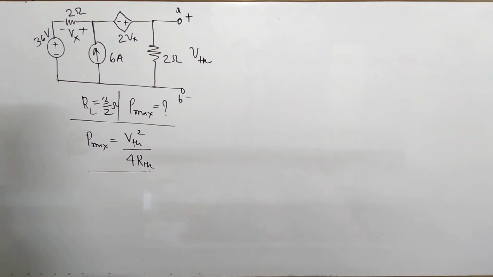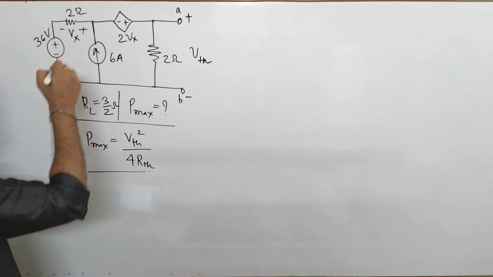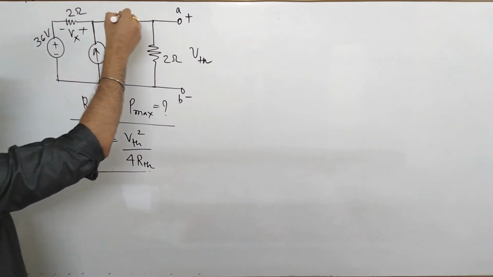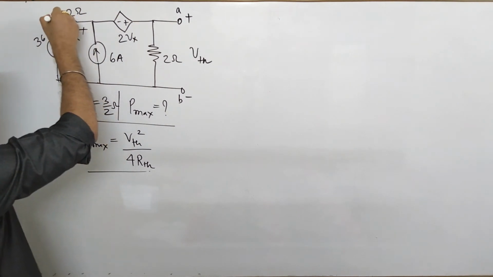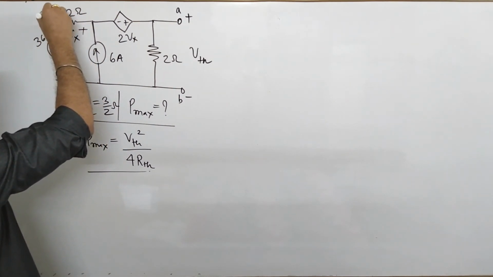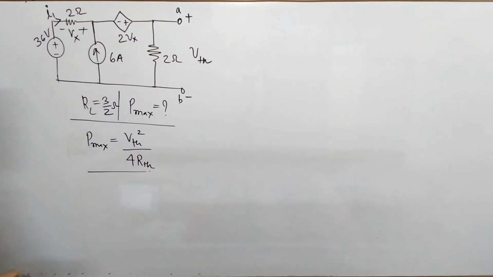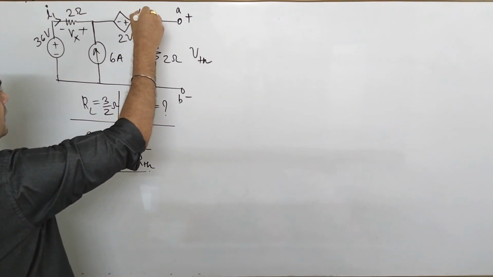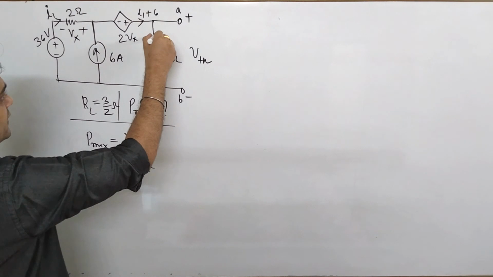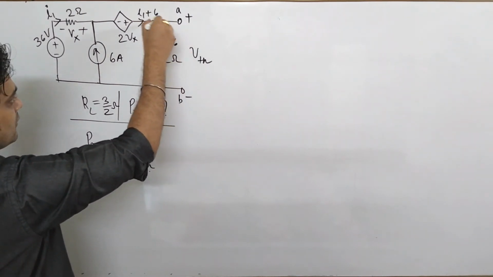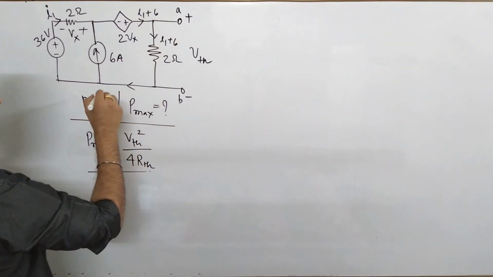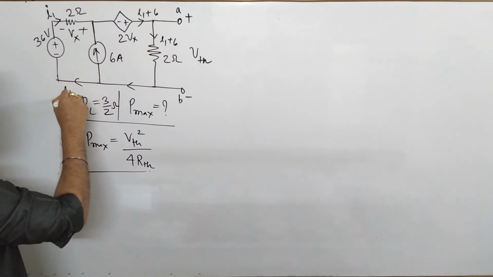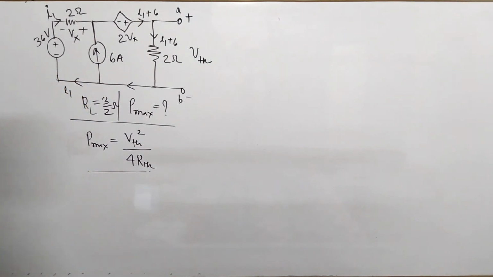So you have to find the value of VTH. Now we will see how we find the value of VTH. Okay. Now for the time being, let's consider some current is flowing here, and I call that current as I1. Okay. So what is the current here? It is I1 plus 6. What is the current here? I1 plus 6. Why? Because it is open circuit. Same current will flow here, 6 ampere will go there, and I1 current is flowing here. So this is our simple current division.